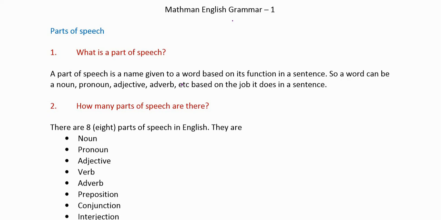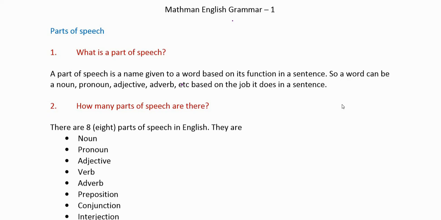Let me give you an example. When do you call a person a doctor, a lawyer, a teacher? You call him so depending on the job he does. Similarly, a word can be a noun, pronoun, adjective, adverb, depending on the job it does in a sentence. I hope you understood the definition of a part of speech.